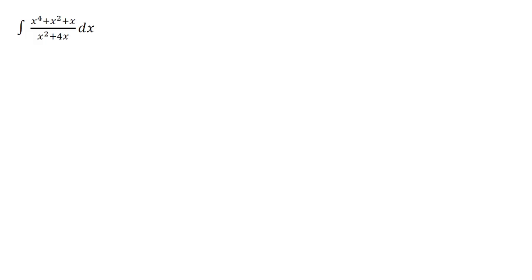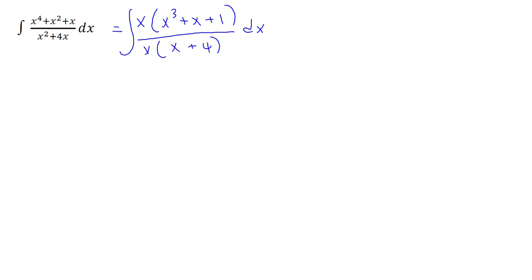For our next one here, we don't have a simple binomial like x minus a, but we probably would note that I can factor an x out of both the numerator and out of the denominator. And if I do that, I can then cancel out those x's, giving me now an integral of just x cubed plus x plus 1 over x plus 4 dx. And so now I can use synthetic division to see what those divide out to become.